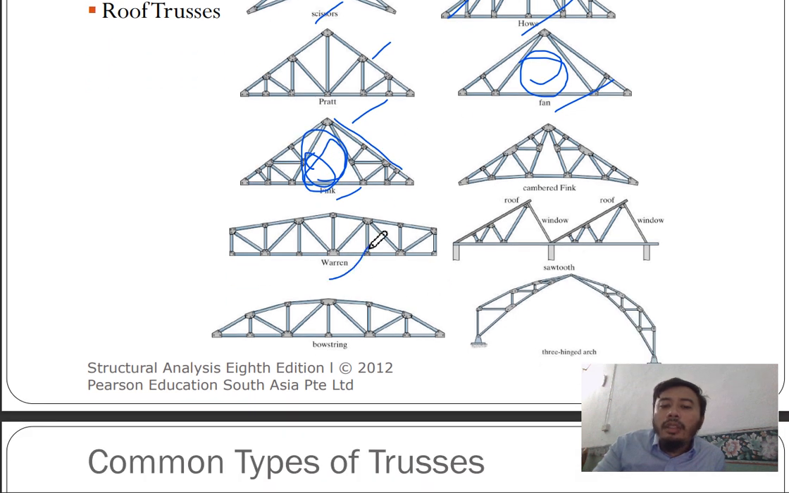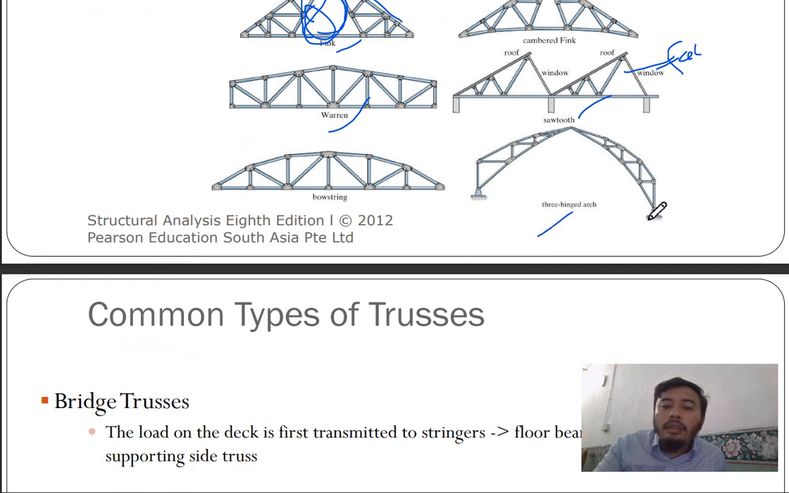Warren, sawtooth. This is industrial. This is for factory. A three-hinged arch. So this is for larger structures. And bowstring. So this is more like a banquet hall.